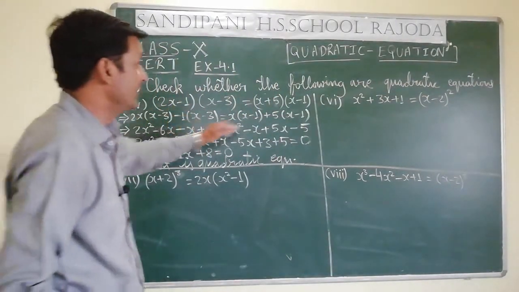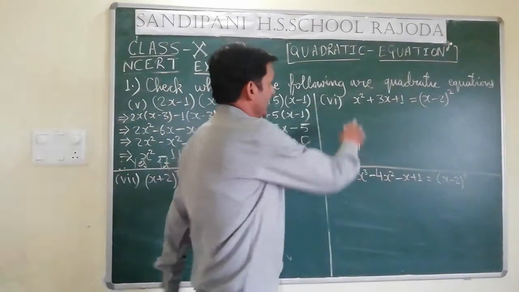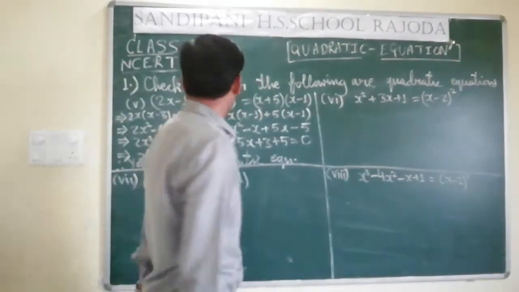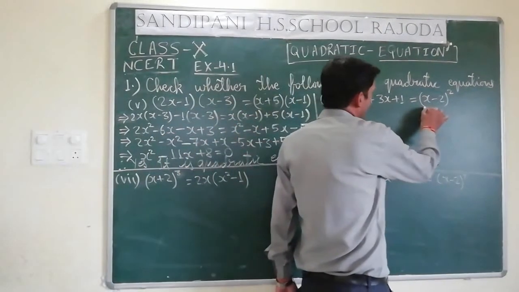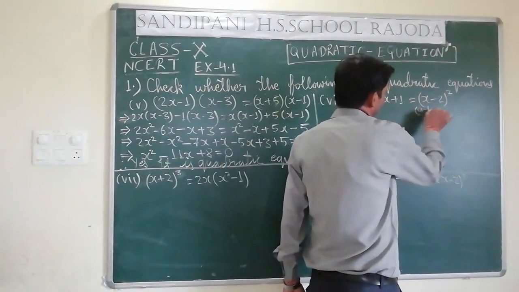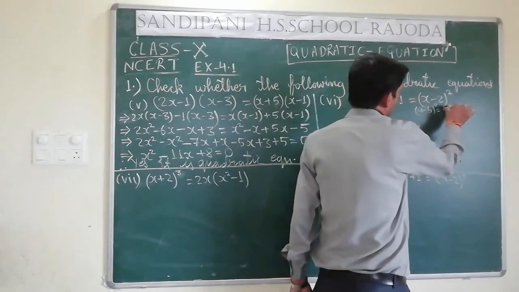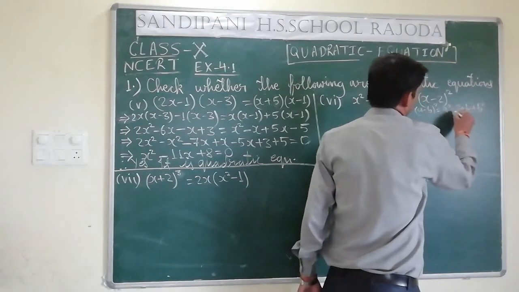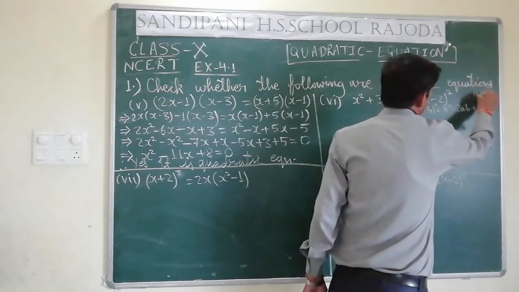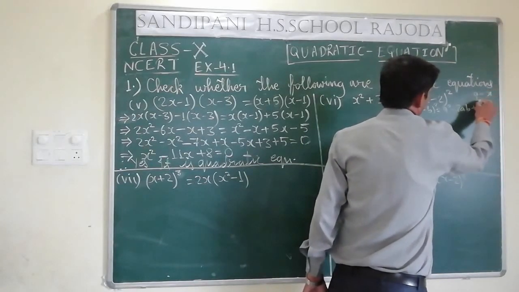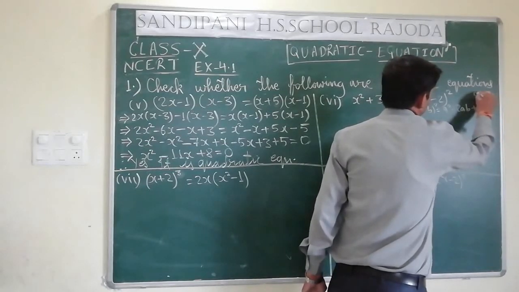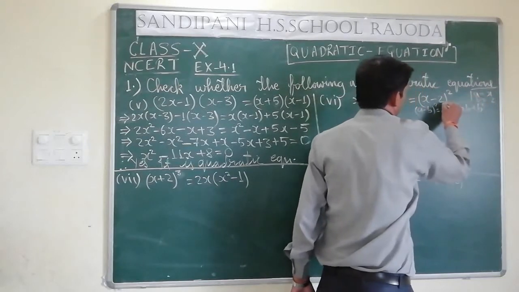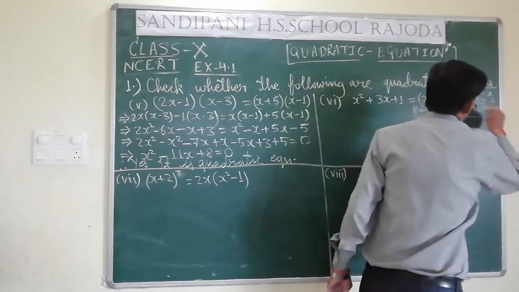Now the sixth question. The question is x square plus 3x plus 1 is equal to x minus 2 whole square. So here we have to apply the a minus b whole square formula, that is equal to a square minus 2ab plus b square. In place of a, here it is x, and in place of b it is 2.